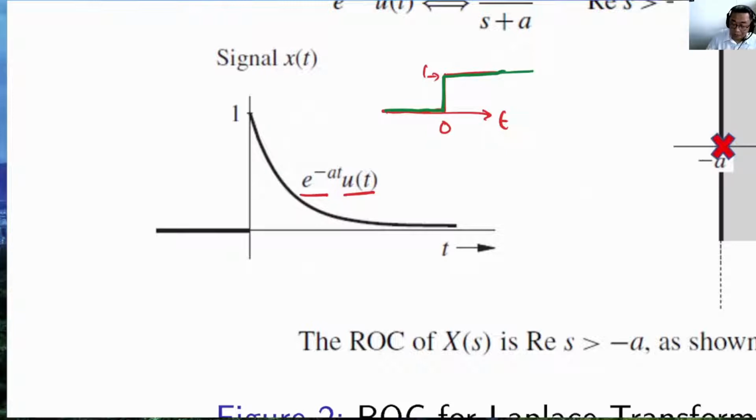Now, what it does is that it converts any signal into a causal signal. That means the signal only exists on the right hand side of time. So e^(-at) times u(t) looks like this.